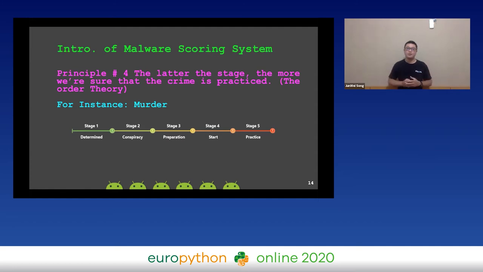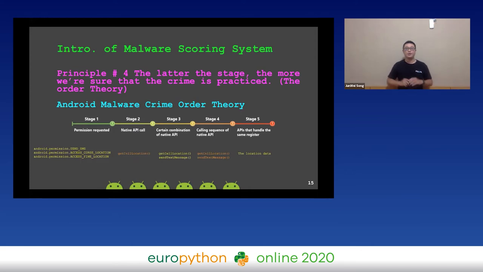So as we can see here, the later the stage, the more we are sure that the crime is practiced. So with this principle in mind, we developed Android malware crime order theory. And in this theory, we also have 5 stages for a crime.